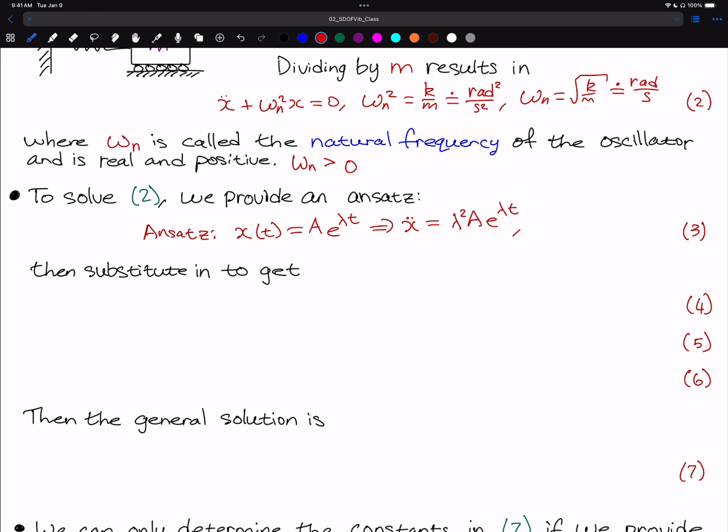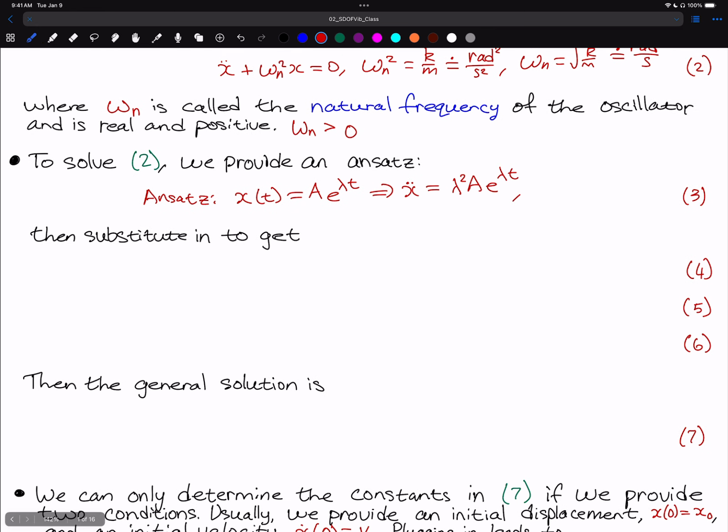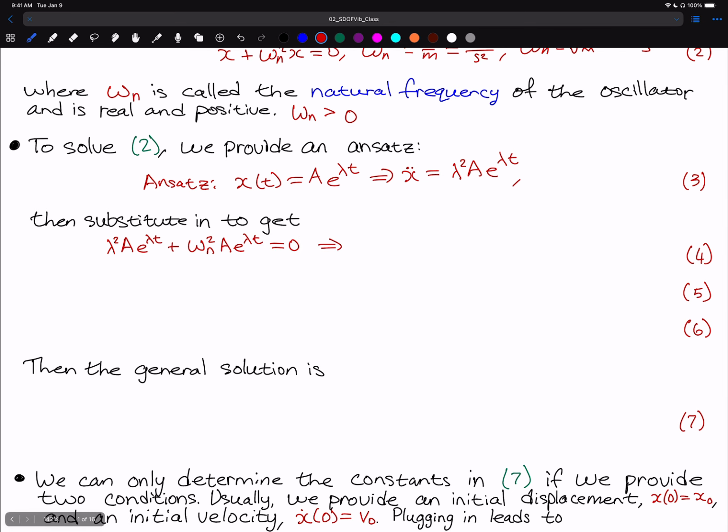We're going to then substitute this into our equation of motion, into equation 2, and we're going to find that we get lambda squared A e to the lambda t plus omega n squared times A e to the lambda t, all equal to 0. From here we can collect similar terms. We'll get lambda squared plus omega n squared times A e to the lambda t, all of that equal to 0.